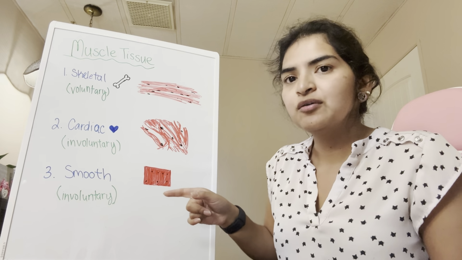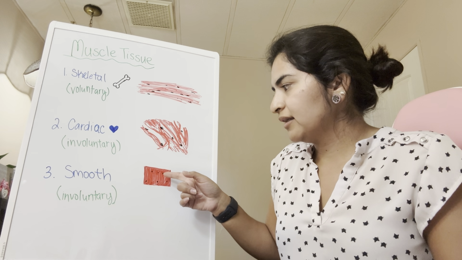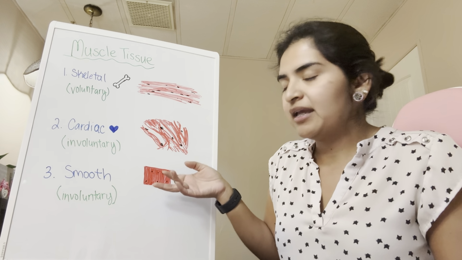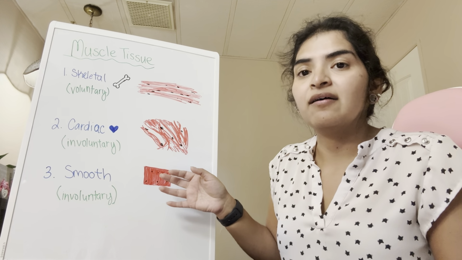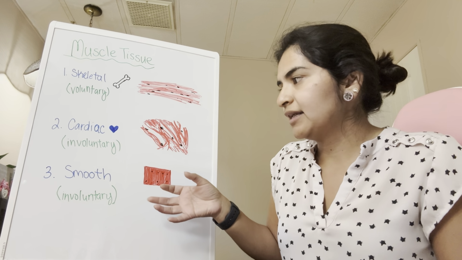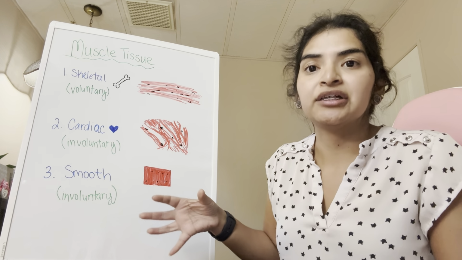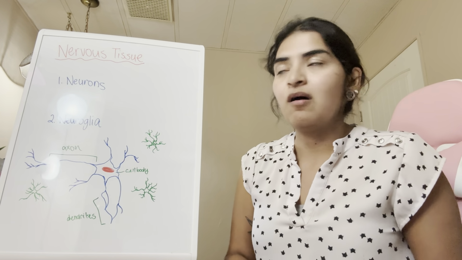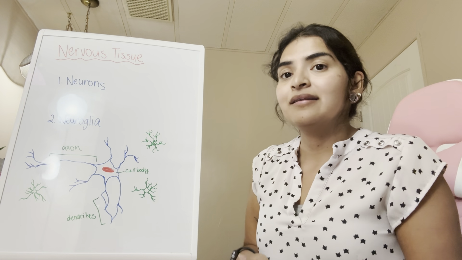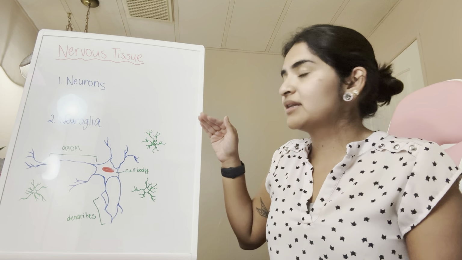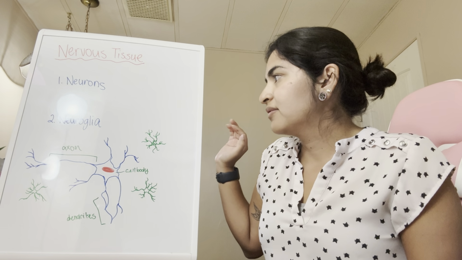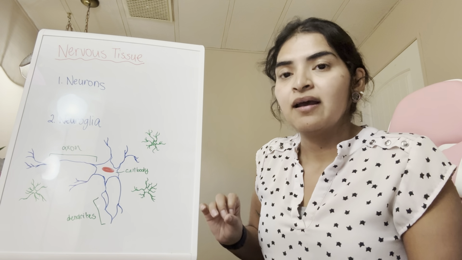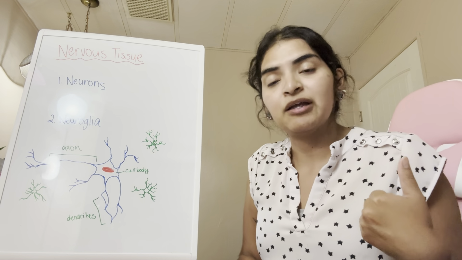And then for smooth muscle tissue, that has no striations. It's very smooth, and it can be found in the walls of hollow organs, and that supports the contraction that the organs do. The last type of tissues are the nervous tissues, and the nervous tissues consist of the neurons and the neuroglia. Their function is to send communication via electrical signals, and it does that through the brain and the spinal cord.